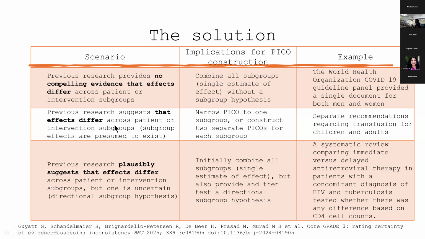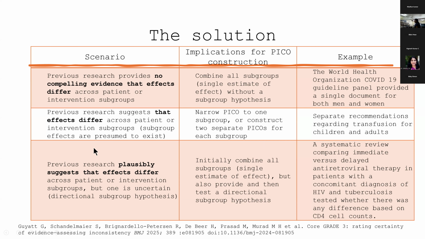Suppose your research suggests that effects differ across patient or intervention subgroups. That means you already know that there is some difference. Then what you should do is, when you construct your PICO, you make a narrow PICO or you formulate two different PICOs and you analyze your evidence for each of the PICO statements. For example, when someone was formulating guidelines for transfusions, they realized that the biology for children is different from adults. So the recommendations for children are very different from the recommendations that they gave for adults.